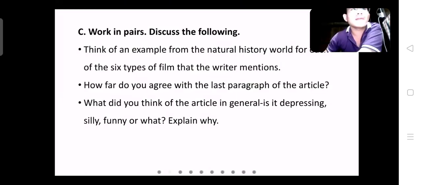And for part C, we discuss the following questions. The first one: think of an example of natural history work for each of the six types of film that the writer mentioned. How far do you agree with the last paragraph of the article? What do you think of the article in general? Is it expressed as silly, funny, or what? Next slide.